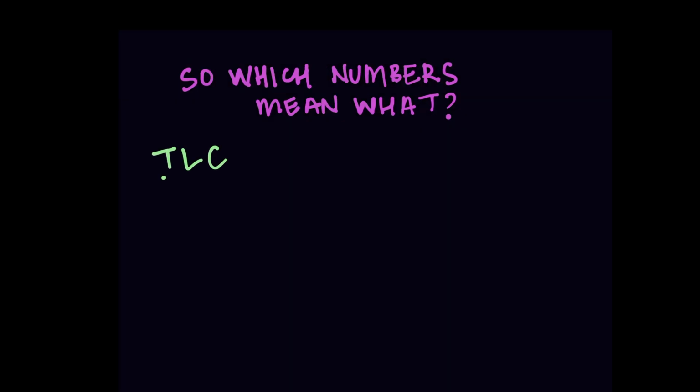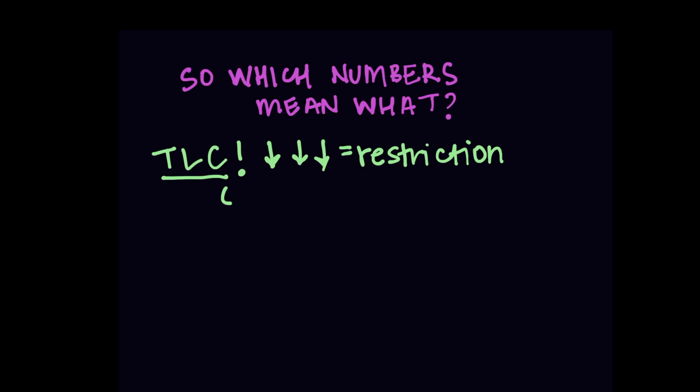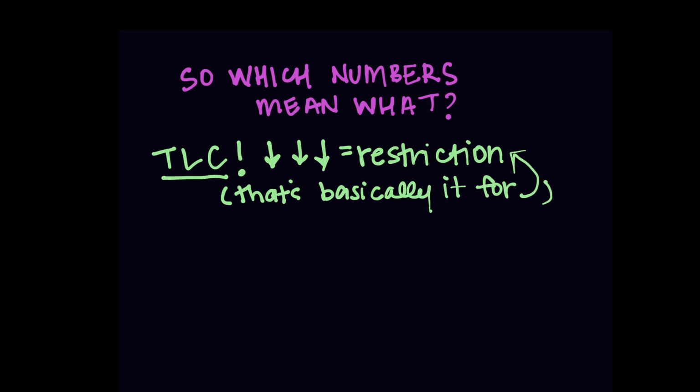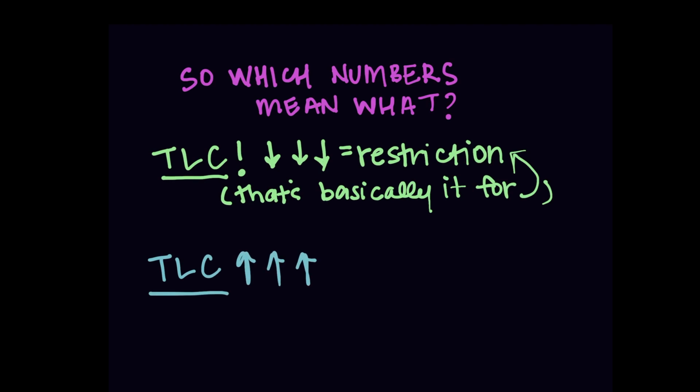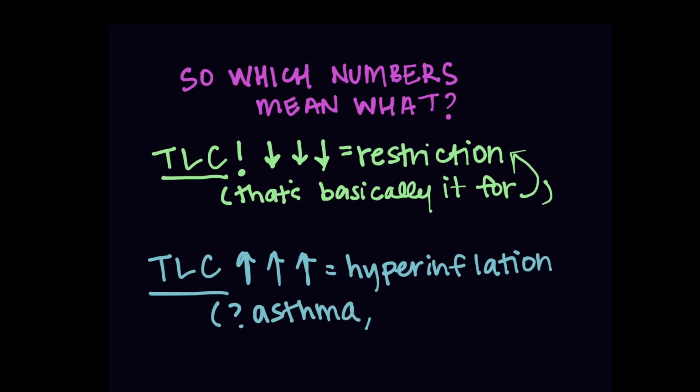So which numbers mean what? So TLC, total lung capacity, if it's very reduced, then that means that you have a restrictive disease, something like fibrosis. And that's basically it for restrictive disease. If TLC is elevated, then that is indicative of hyperinflation. And like I mentioned before, that can happen with airflow diseases such as asthma or COPD. And that's really all we look at with the TLC.